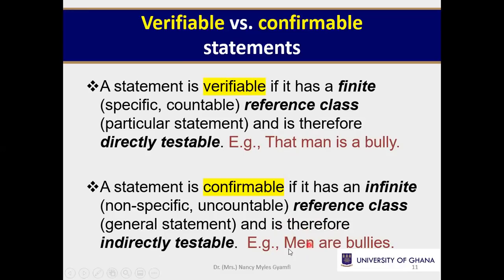Okay. So verifiable up, confirmable down. This is which type of generalization in our discussions? This is a universal one. It is also called law-like. It is like a law. This is confirmable. If it's confirmable, then it is indirectly testable. Why? Because it has an infinite reference class. It is a general statement. The reference class cannot be counted. They are just there for emphasis.